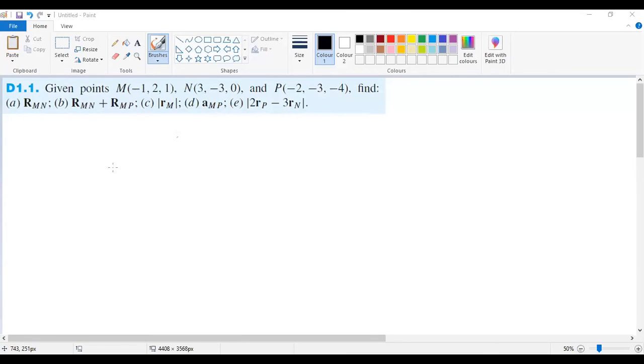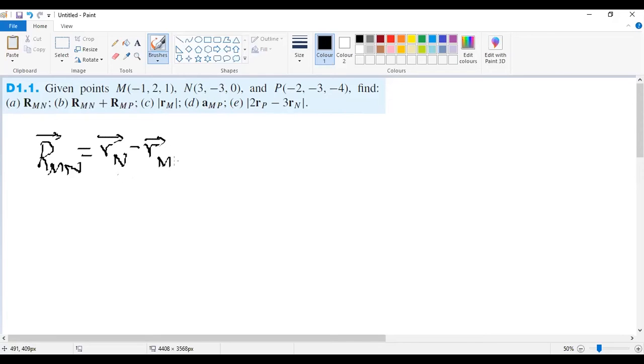That is one. What RMN indicates, we have seen, when you write capital R, that is actually the distance vector. The subscript MN indicates that it is the distance from M to N. So we know how to find the distance between any two given points, that is capital RMN. So that we can write as RN minus RM, right? So it is Rn minus Rm.